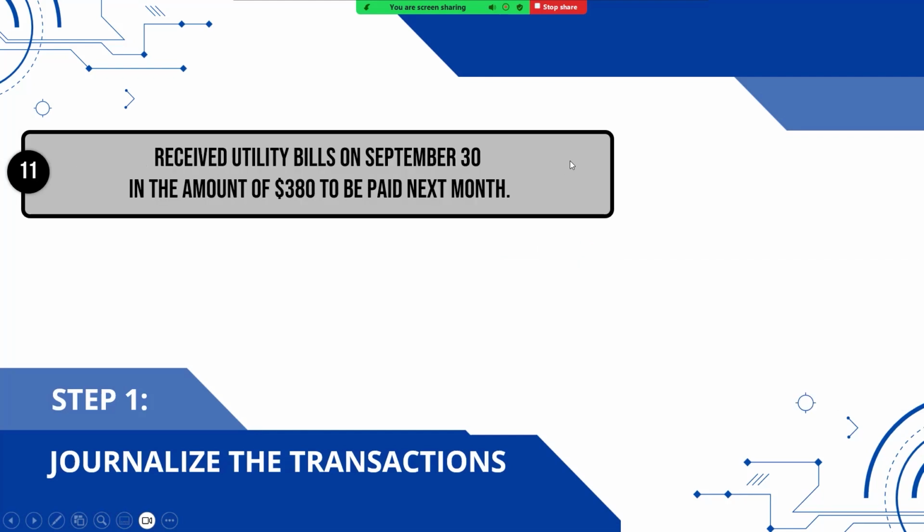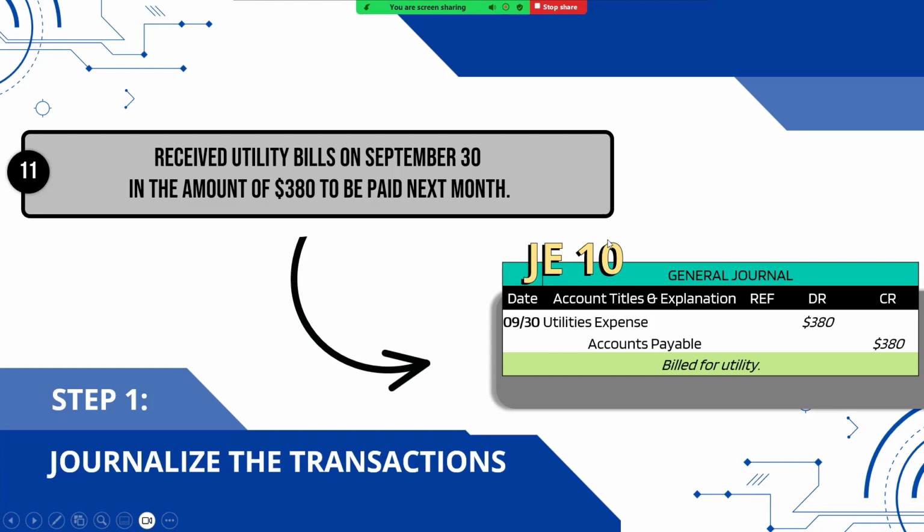Next would be number 11. So it's more about getting our utility bills. So therefore, this is already an expense that we've already consummated during the month. And therefore, what we need to do would be to debit utilities expense. But since we haven't paid in cash and we're just still gonna be paying it next month, that would be in the form of a liability. And therefore, an increase in liability would be credit AP. And therefore, our journal entry would be debit utilities expense, credit accounts payable of $380.